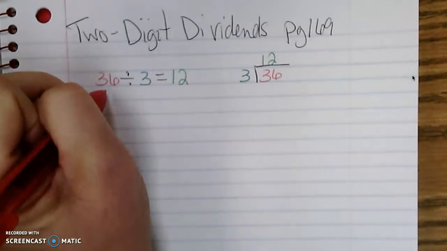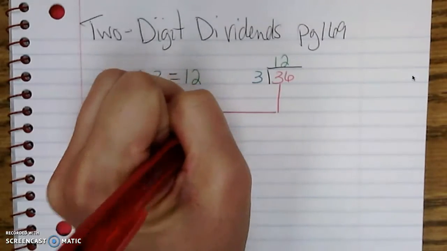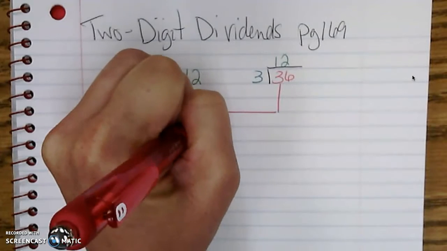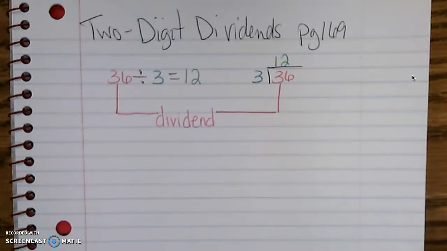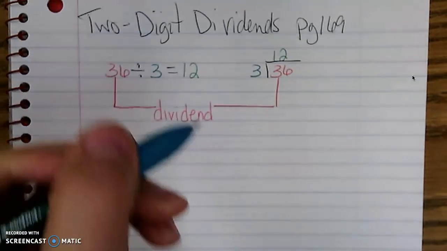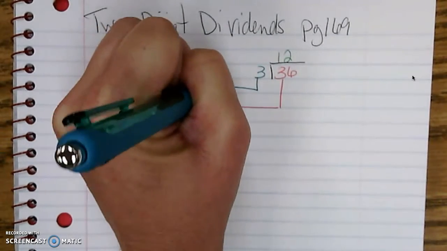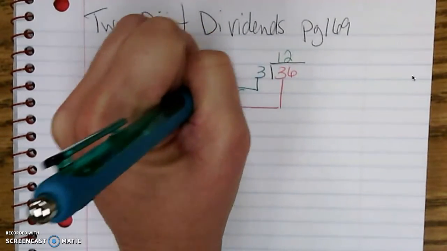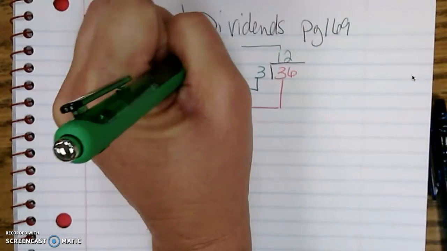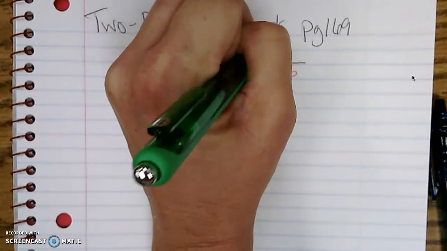So in the red here, those red numbers are called the dividend. That is the number that is being divided. This blue number here is called the divisor. That is the number we are dividing by. And the green numbers here, the 12, that is called the quotient. That is the answer to a division problem.